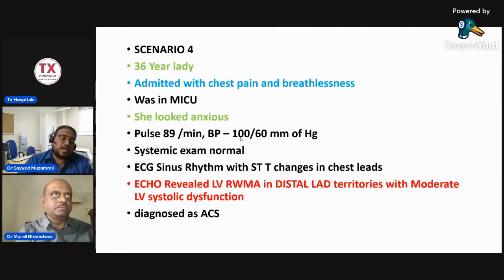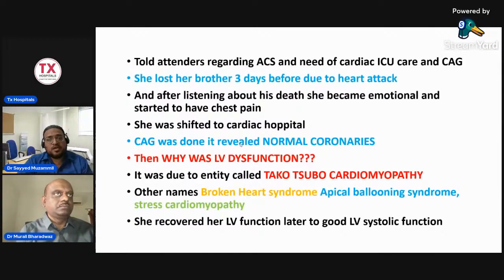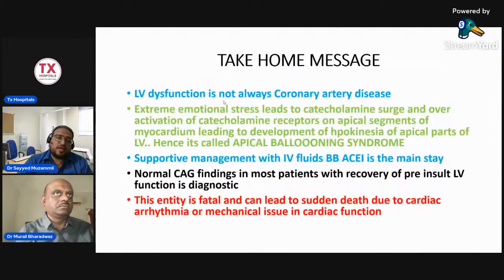I gave her stat medication and counseled the patient and attenders that we have to shift to a cardiac hospital for further treatment, and the plan was to do the coronary angiogram. So this patient was shifted to the cardiac hospital and admitted in the cardiac ICU.